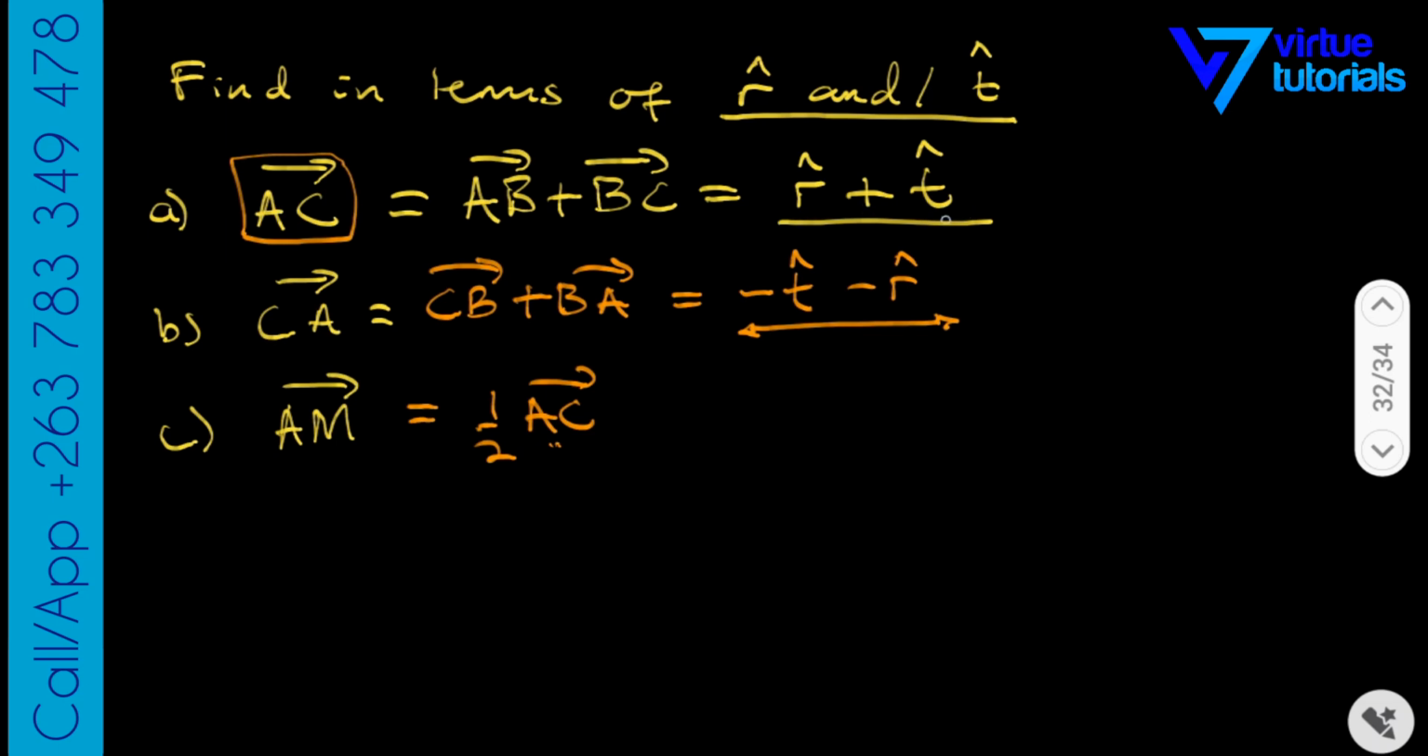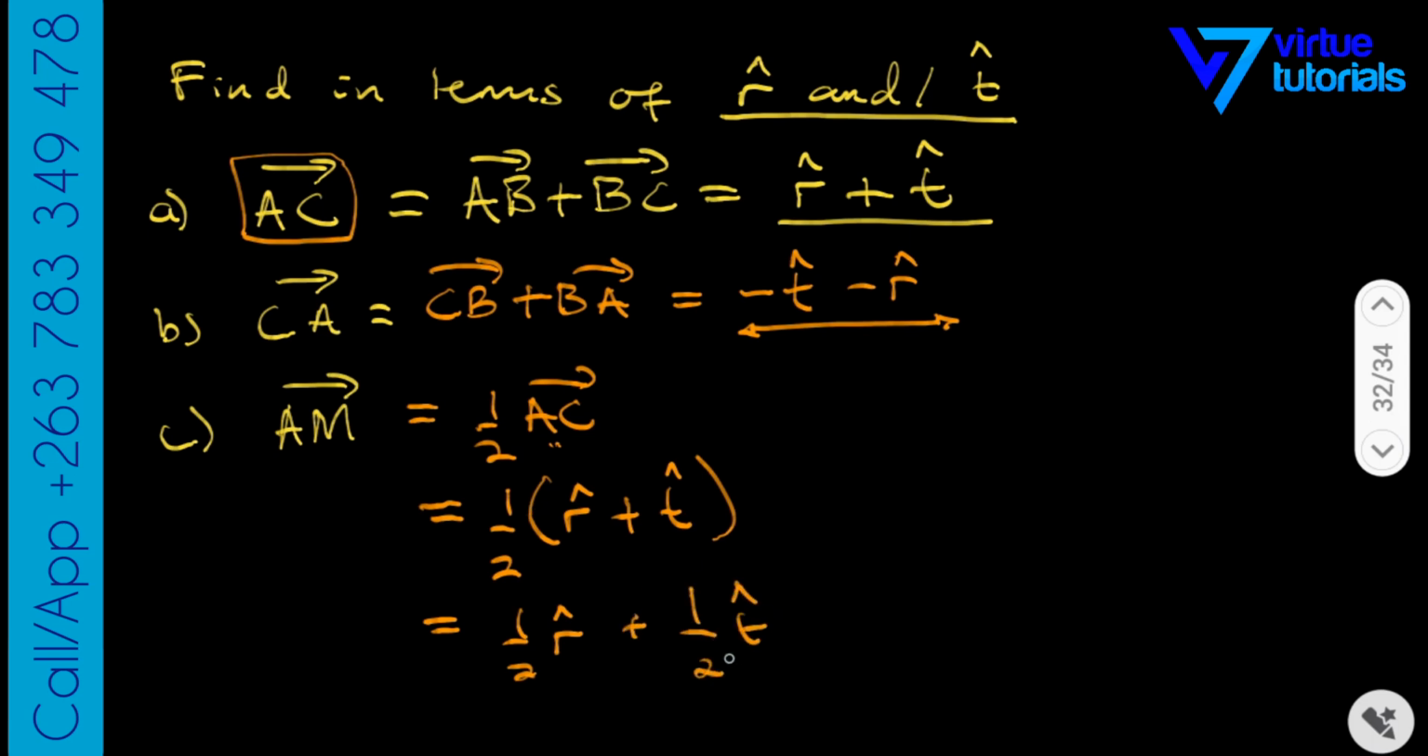A to C is R plus T. So instead of A to C, I put R plus T. So it's half of R plus T. The half multiplies both. Half times R gives you half R, and then half times T gives you half T. So your A to M is going to be half R plus half T. So that's how you do it there.